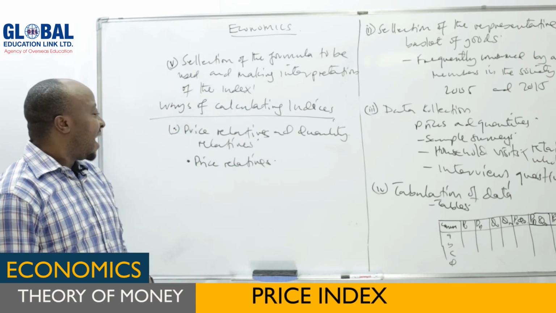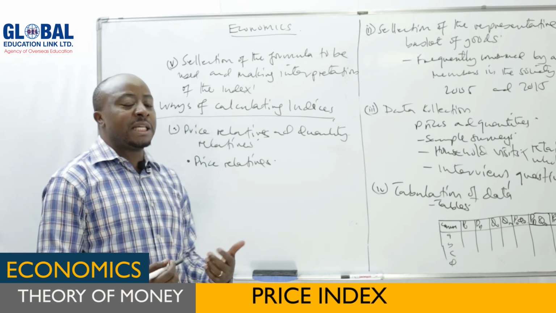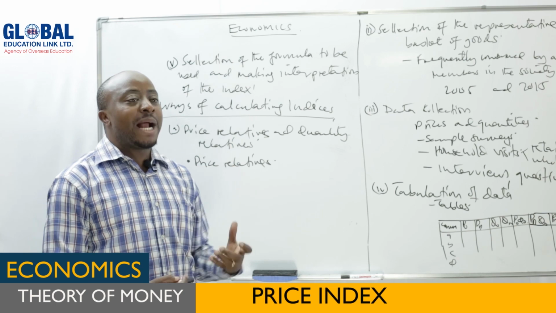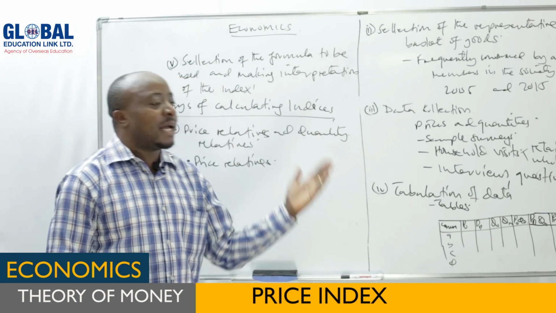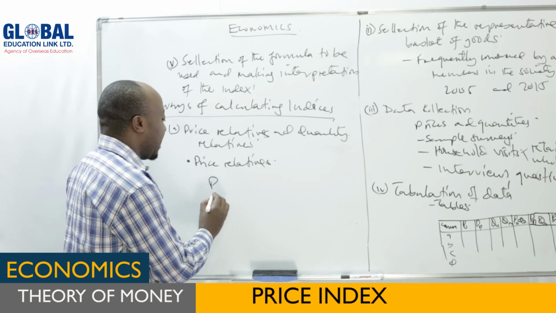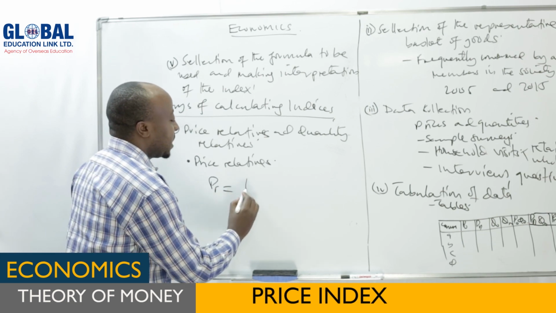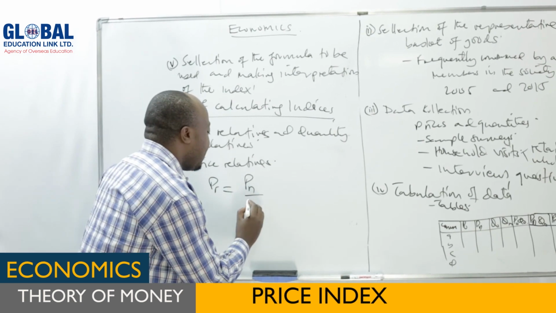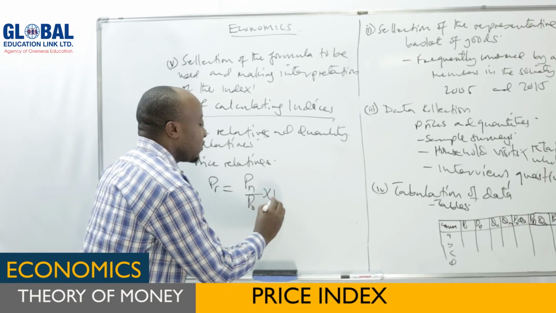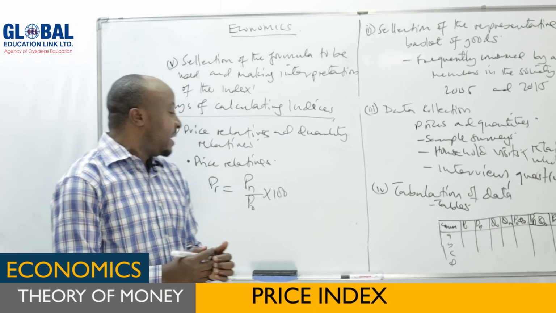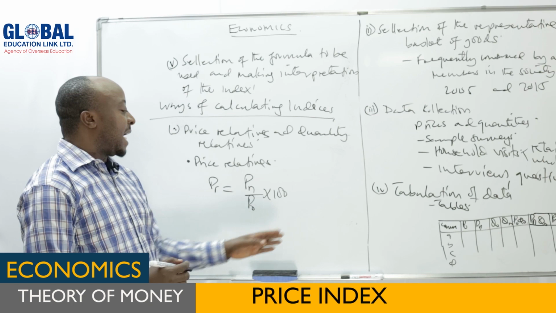Now for that case, if you want to calculate price relatives, you want to see the rate at which prices are changing from time to time by comparing the current year prices and base year prices. For example, we say price relative, which is simple one, will be equal to the price of the current year divided by the price of the base year times 100. This is a price relative. We just want to measure the rate at which these prices are increasing.